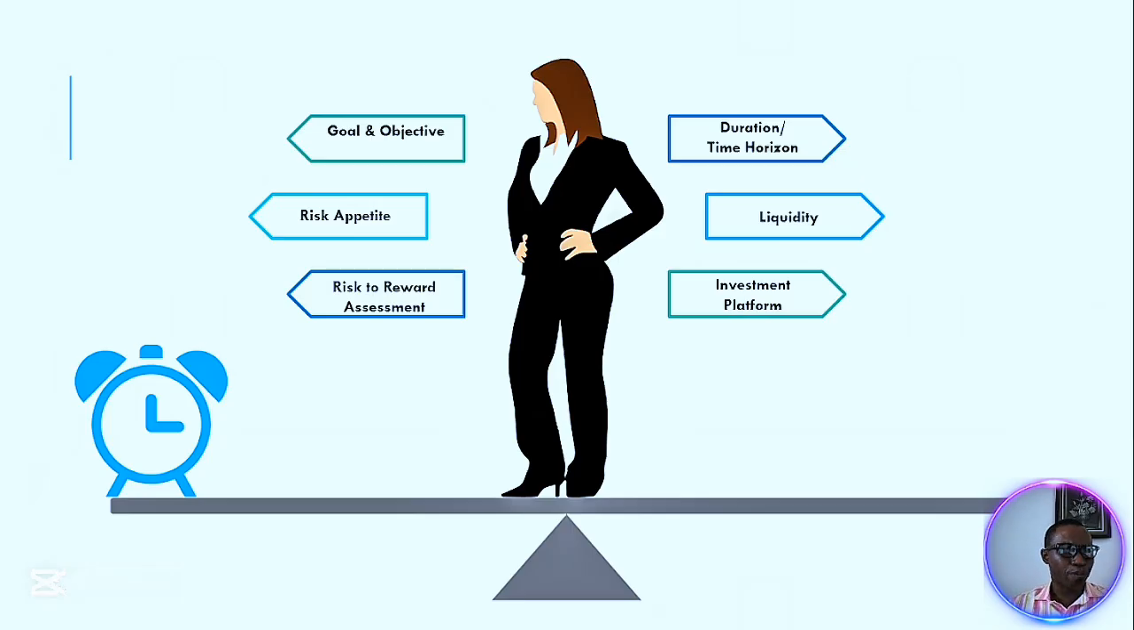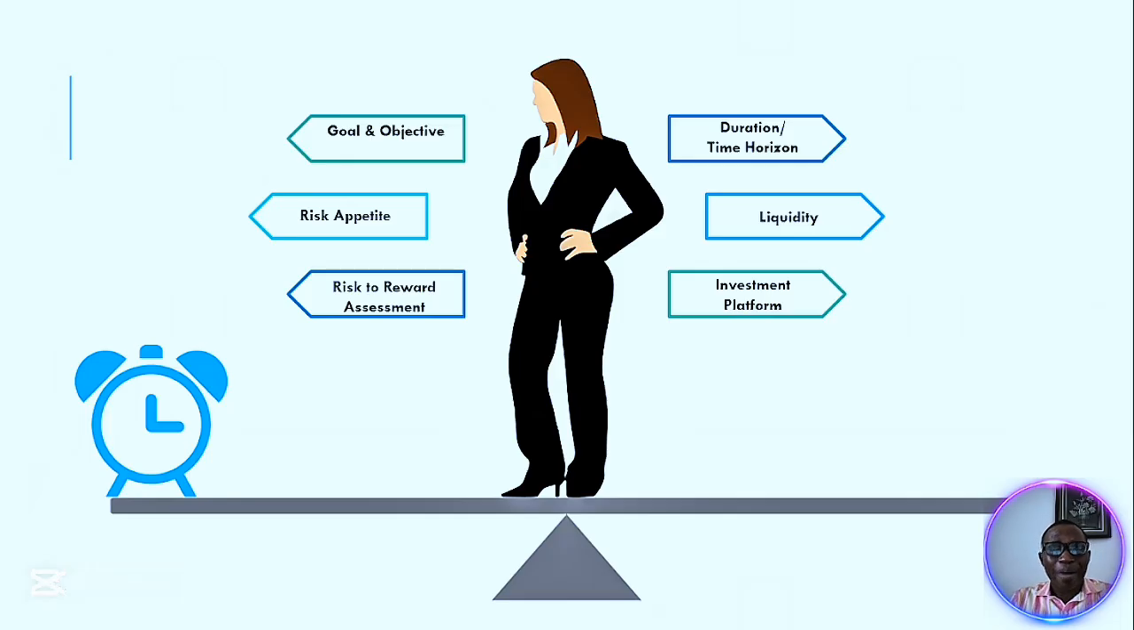You go for treasury bills. Once you know your goal, that the reason why I'm investing is that I don't want to touch this money for the next 90 days, 91 days, then you put such money into treasury bills. I hope you understand. Know your goal and objective.